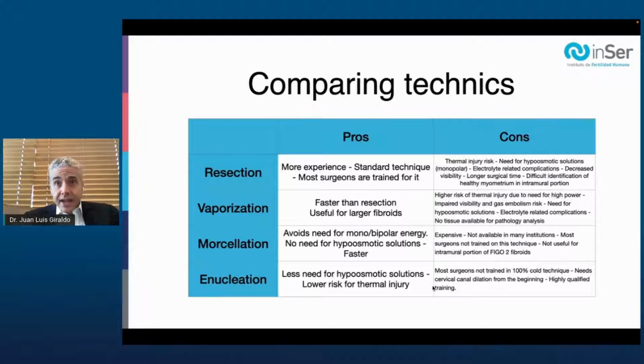Then you need to put in the resectoscope again and use energy to resect that enucleated portion of the fibroid. The cons are that most surgeons are not trained in this 100% cold technique. It needs cervical canal dilatation from the beginning, and you need highly qualified training.